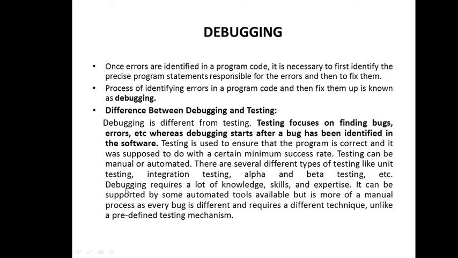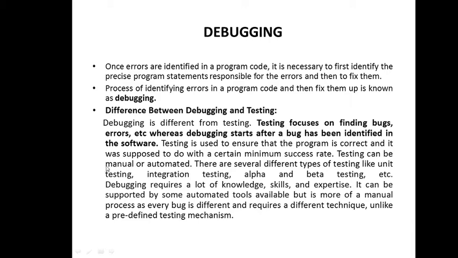Now, debugging requires a lot of knowledge. It doesn't mean that debugging is a simple task. It's a very critical and complex task. You must know the entire software which is under development, about the requirements, about the design, about the code, and testing skills and expertise are definitely required. It can be supported by some automated tools, but it is more of a manual process, as every bug is different and requires a different technique.